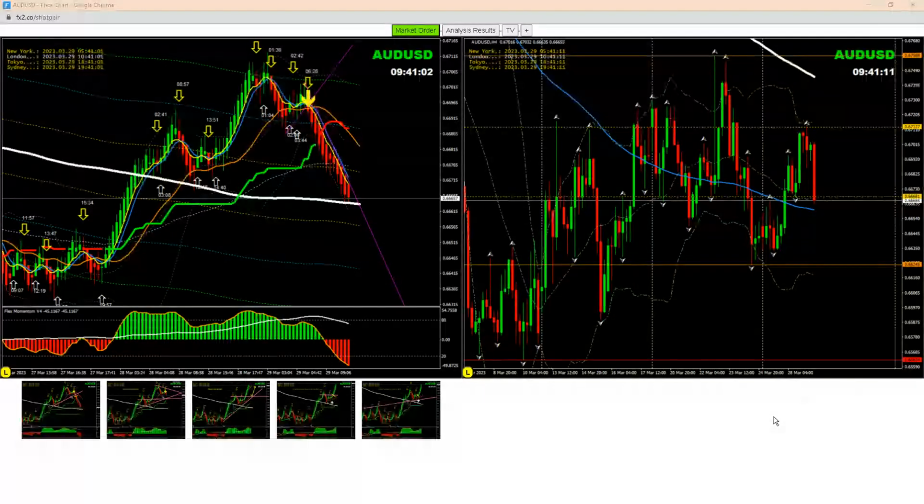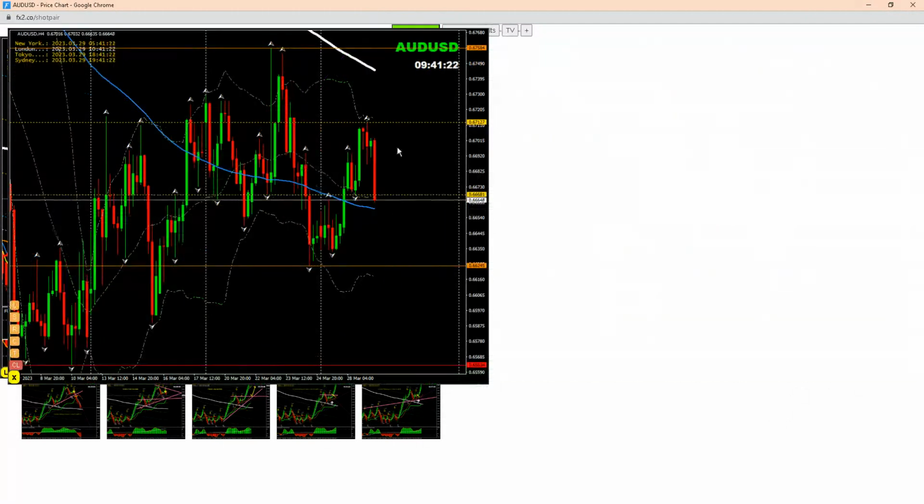Hello traders, today is 29th of March 2023 and we just banked amazing profit on Aussie dollar. Let me explain to you how I analyze the market in 4 hour. If you look at here, looks like the price is respecting this resistance level.